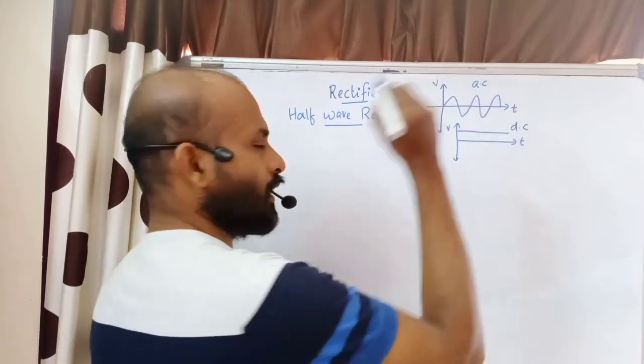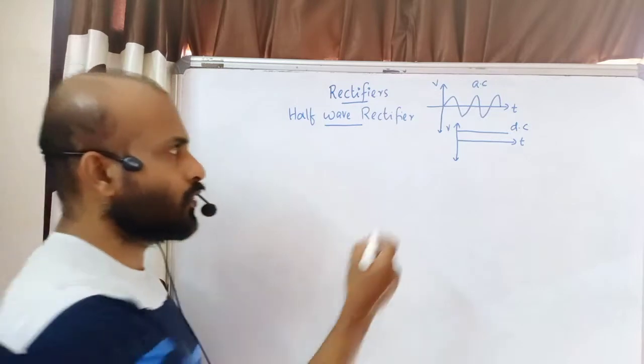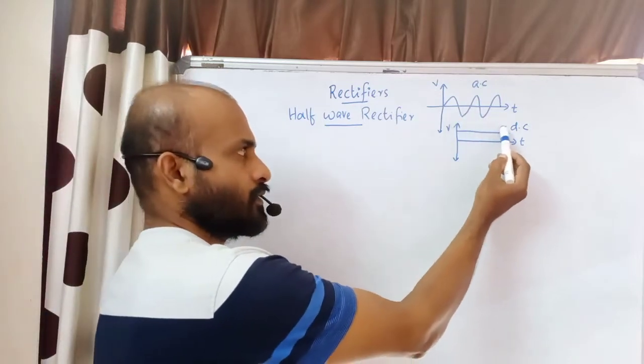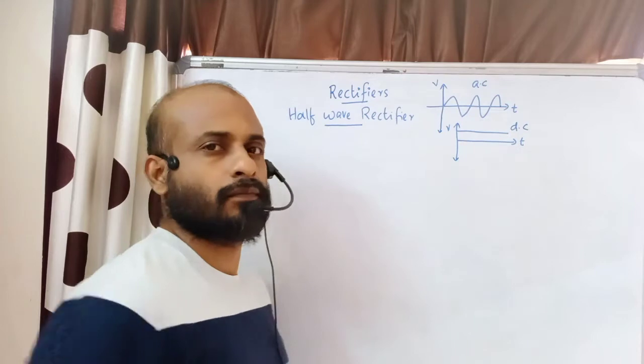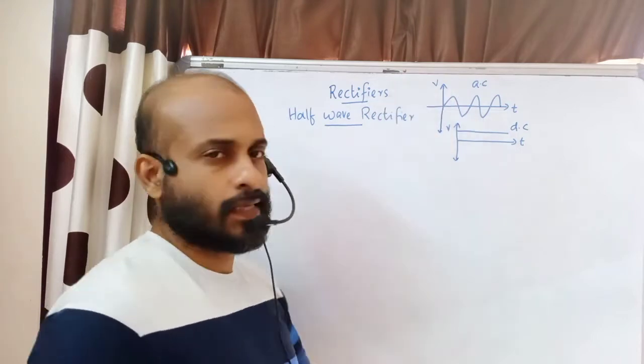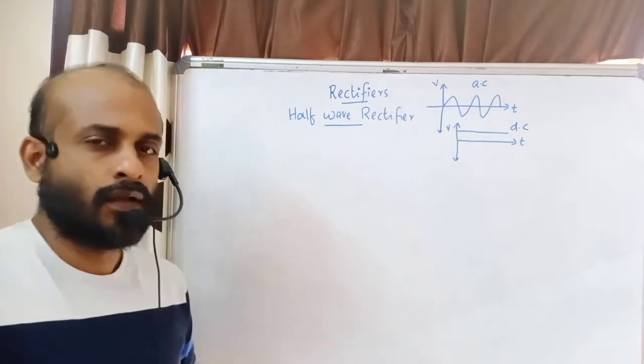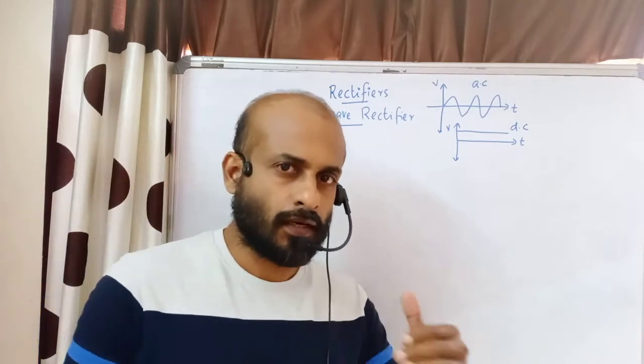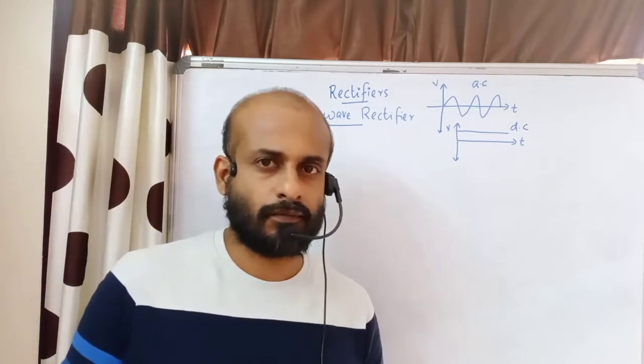Direct current has the same direction throughout. It will not go to the negative side, only the positive side like this. This is the DC and this is AC. That's the difference between AC and DC. Now, a rectifier is a device which can convert AC to DC.